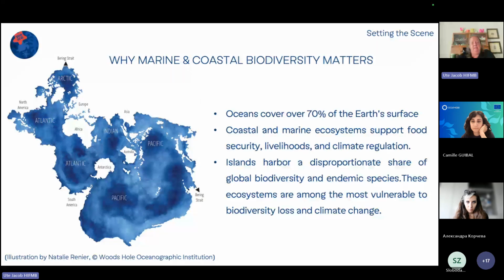Just as a little reminder, why biodiversity and especially coastal and marine biodiversity matters. This is an illustration from Woods Hole to see how important and how dominant coastlines and marine systems on our Earth really are. More than 70% is covered by the ocean. Coastal and marine ecosystems support food security, livelihoods, and climate regulation. Islands harbor a disproportionate share of global biodiversity and endemic species. These ecosystems are among the most vulnerable to biodiversity loss and climate change, but also to our well-being.